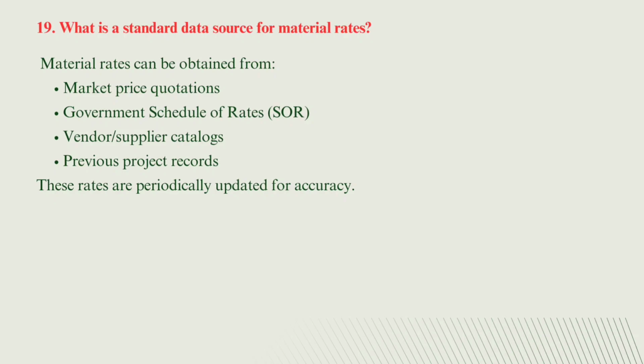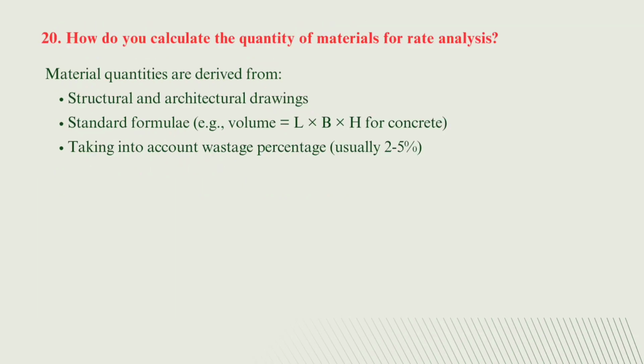Material rates can be obtained from market price quotations, government schedule of rates, that is SOR. Then next is vendors or suppliers catalogs, and next is the previous project records, and these rates are periodically updated for accuracy. The next question is, how do you calculate the quantity of materials for the rate analysis?